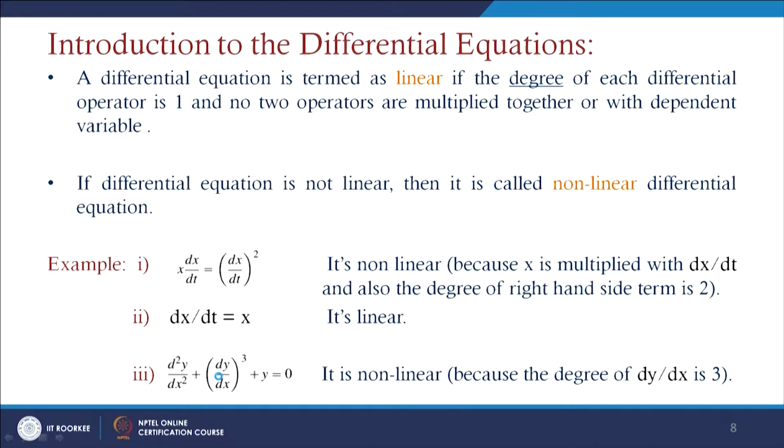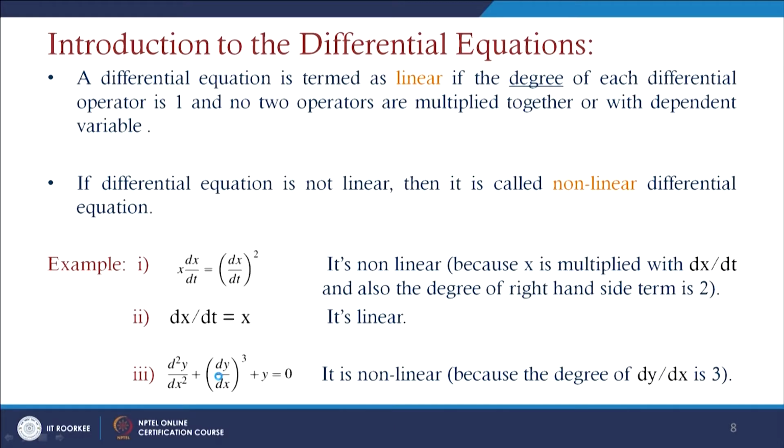Then we will go for linearity. A differential equation is termed linear if the degree of each differential operator is 1 and no two operators are multiplied together or with a dependent variable. So, the basic definition of linearity is that the degree should always be 1, and no product of a dependent variable and a derivative should be present. And the differential equation is called nonlinear if it does not satisfy this, that is, if the degree is not 1 or it has a product of dependent variable and derivatives.